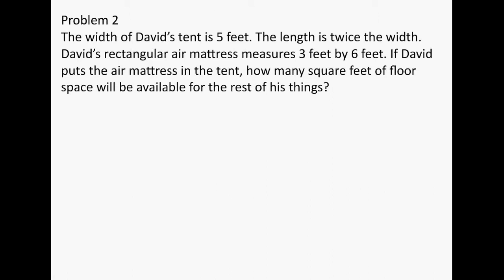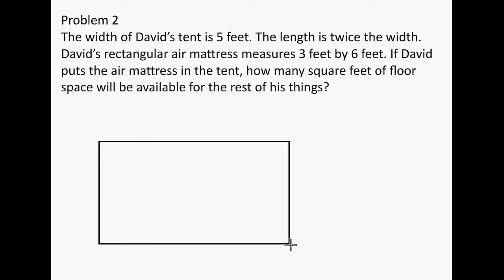Okay, this is not too bad. Let's think about the tent first. So here is his tent. That's where he's going to be. The tent is 5 feet wide, so let's do a 5 feet. And it says the length is twice this. So if we have twice as much as 5, well, 2 times 5 is 10. So this one is 10 feet. There it is. This is his tent that we just made. It's 5 feet wide, and twice the width is the length.